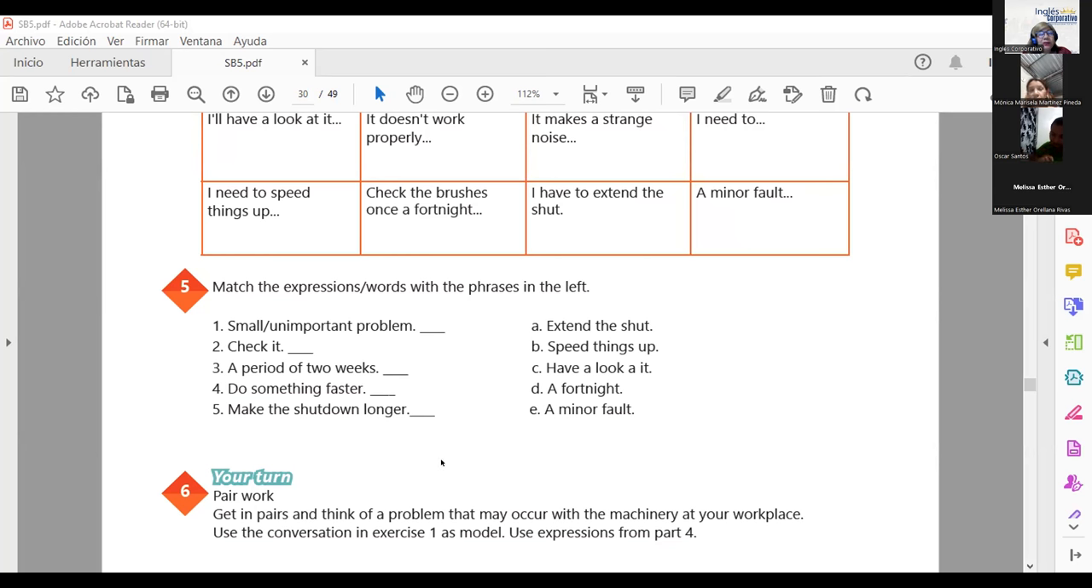Have a look at it. Okay, number three, a period of 2 weeks? Four. Do something faster? Speed things up. Why? Make the shutdown longer? Extend the chat. Okay, correct. Now let's go to the practice. Only you.